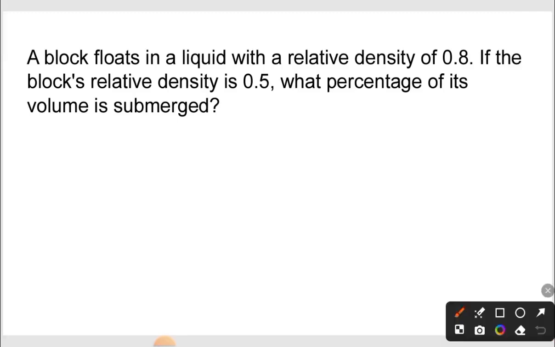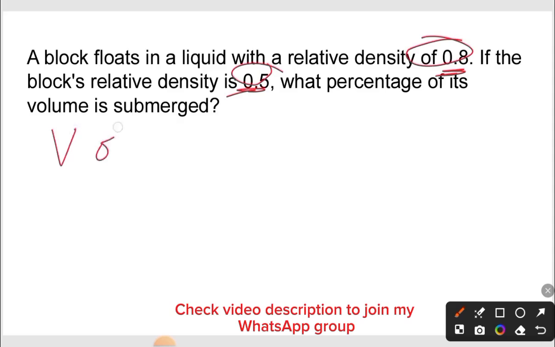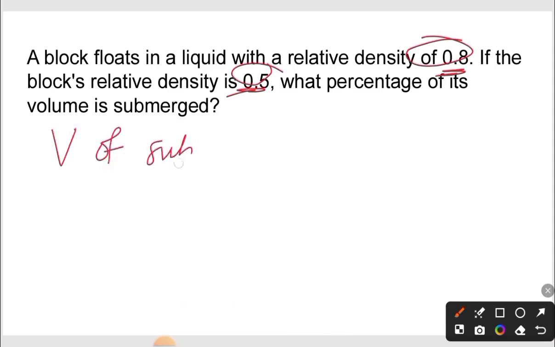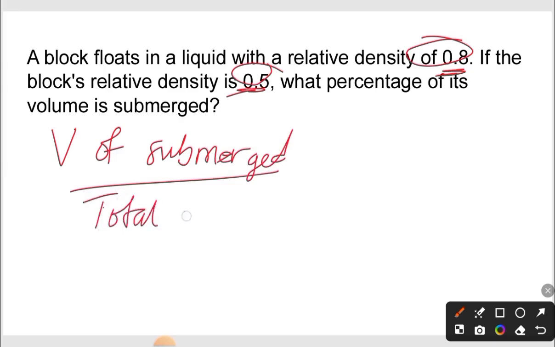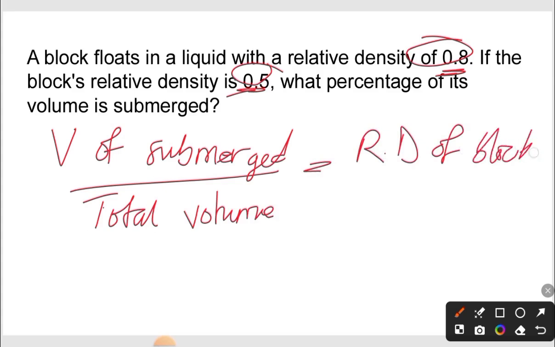Now to the next one. A block floats in a liquid with relative density of 0.8. If the block's relative density is 0.5, what percentage of its volume is submerged? For a floating object, the volume submerged over total volume will be equal to relative density of the block over relative density of liquid.